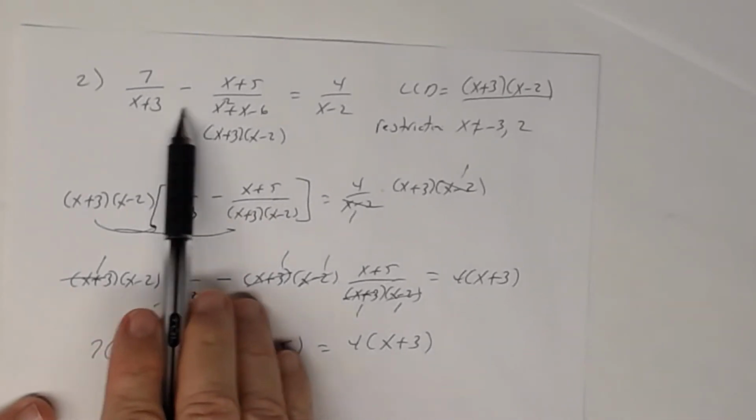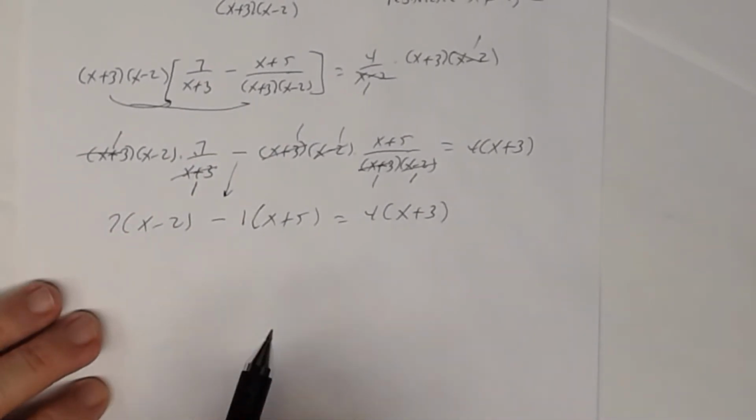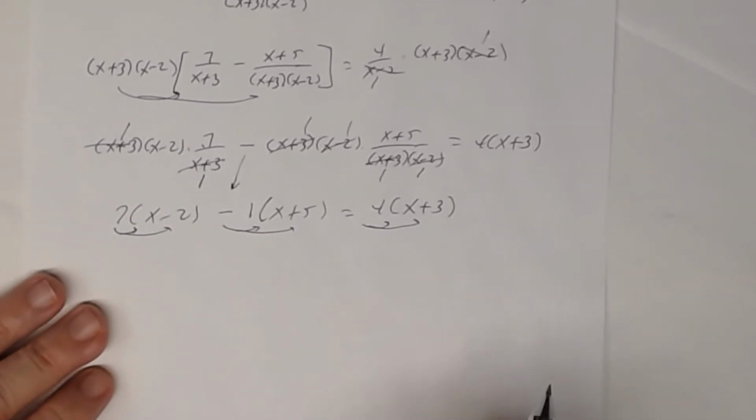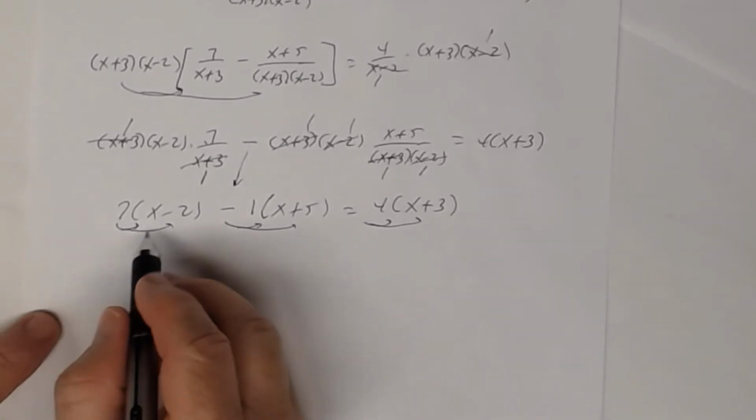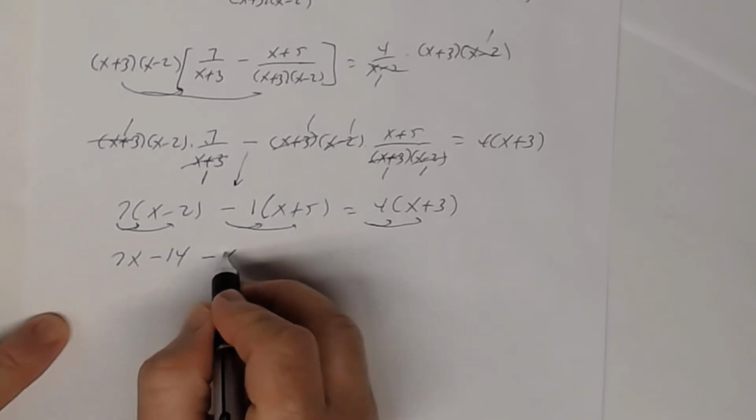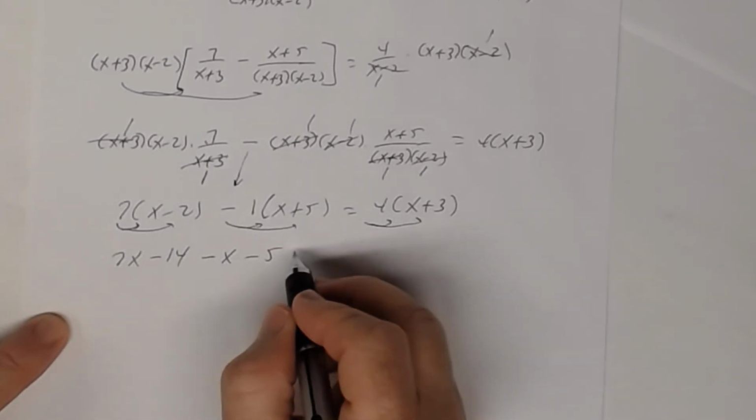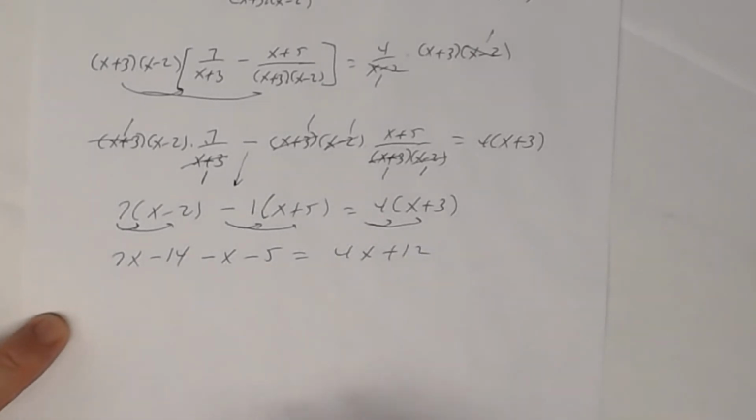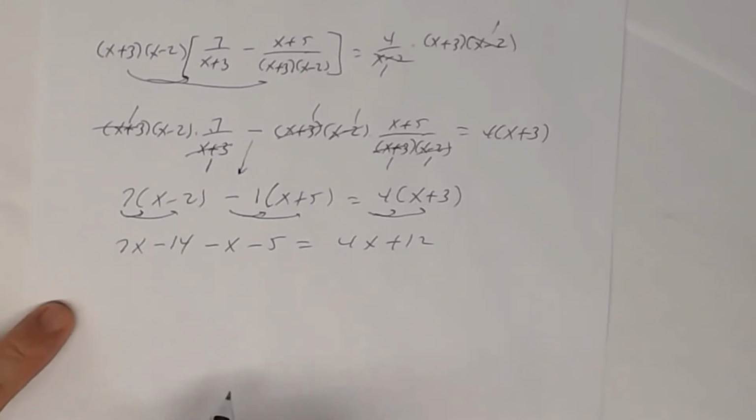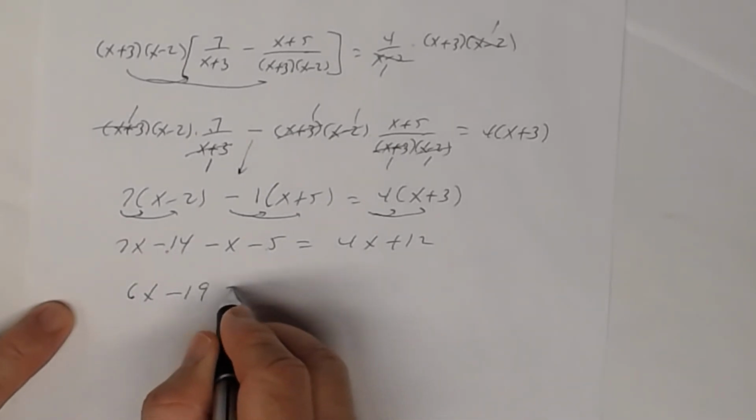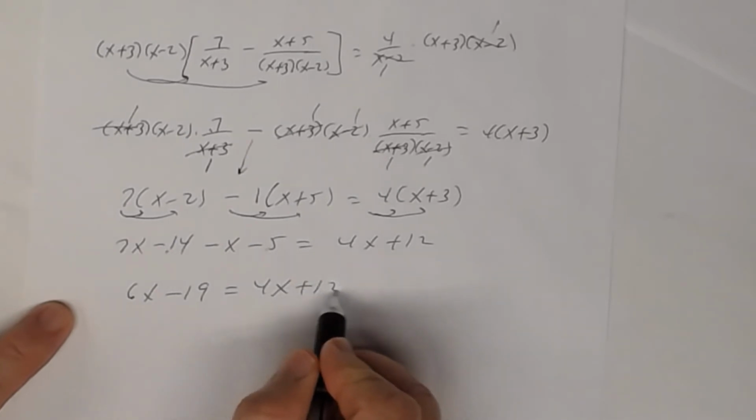And now notice I went from a rational equation to a linear equation. So now it's a little bit easier to deal with. So I'm going to use the distributive property in each of those cases here. So 7 times x is 7x, 7 times a negative 2 is negative 14, a negative 1 times x is a negative x, a negative 1 times 5 is a negative 5, equal, and then 4x, and then what's that, 12? 4 times 3 is 12. All right, combining like terms, I get 7x minus x is 6x, a negative 14 and a negative 5 is a negative 19, equal, and then 4x plus 12.